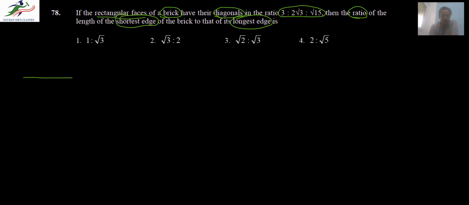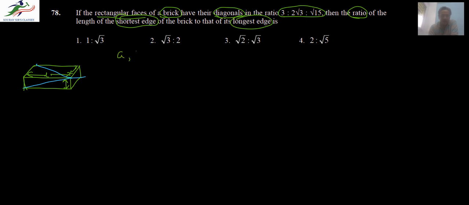Now we know that a brick is rectangular in form and looks somewhat like this, and it has a length which is this one, and a breadth which is this one, and a height which is this one. So it has three edges and the diagonals are this, this and this.